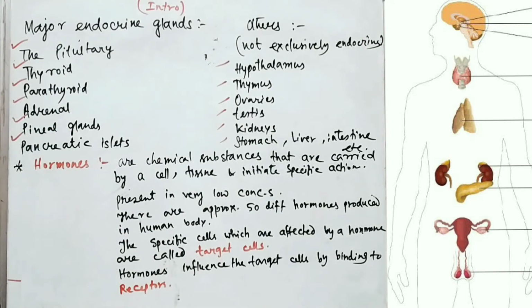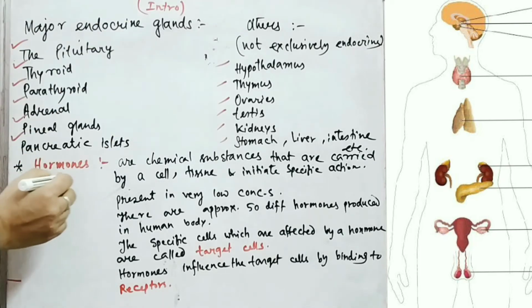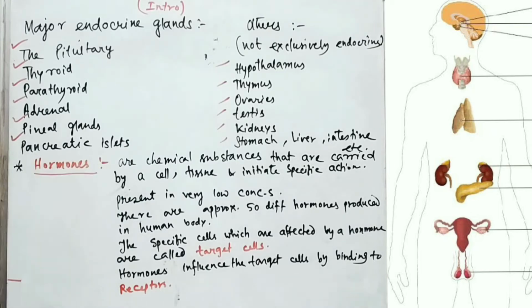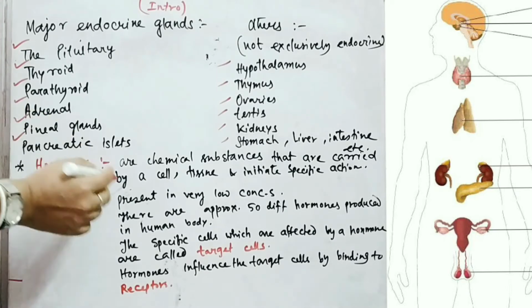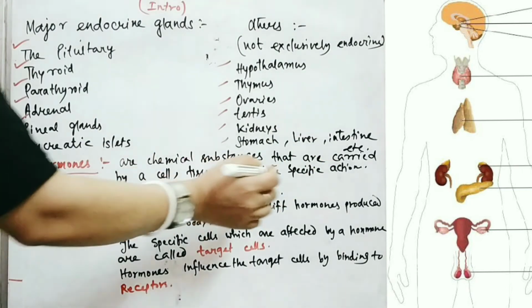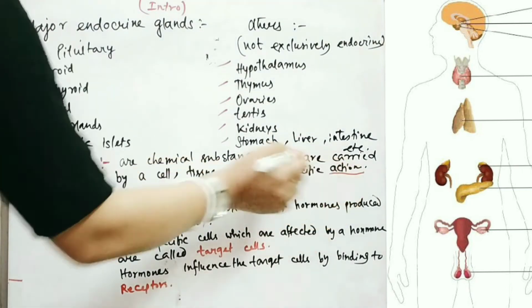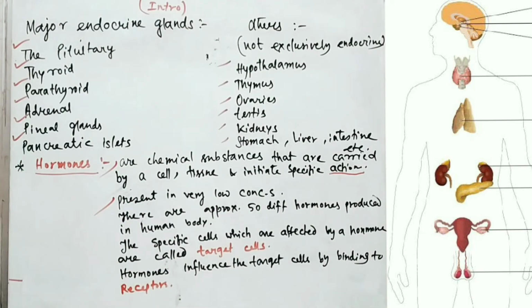Now, the secretion of the endocrine glands. These endocrine glands secrete what? They secrete hormones. Now what is a hormone? Hormones are chemical substances. Previously also I have told about hormones. They are carried to a cell or tissue and initiate a specific action. The hormones are present in very low concentration.